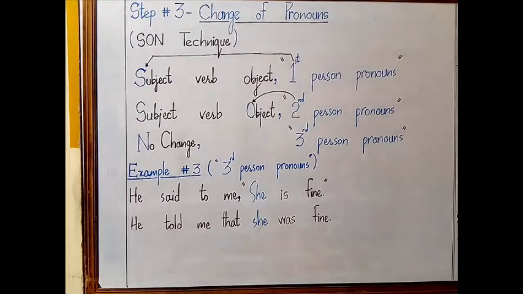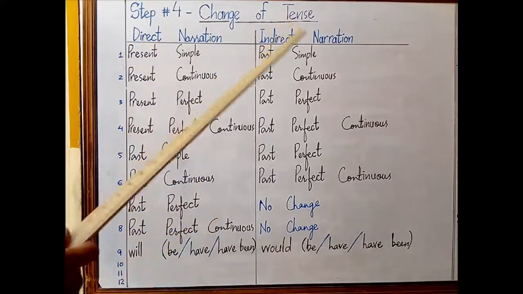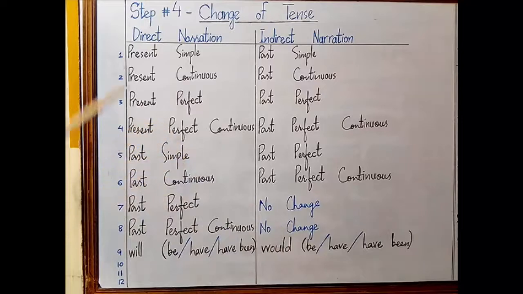Now we will move on to step number 4, which is change of tense. This is step number 4, change of tense. How do we change the tense when we are converting a direct narrative sentence into an indirect narrative sentence? There are 2 columns in front of you on the board, one for direct narration and one for indirect narration. Before going ahead, I would like to remind you, we are making this change of tense in the reported speech, in the second part of the direct sentence. You remember?